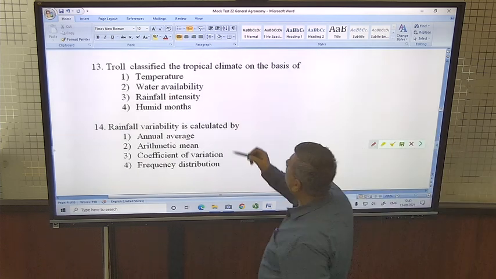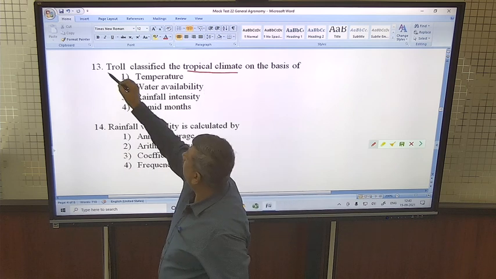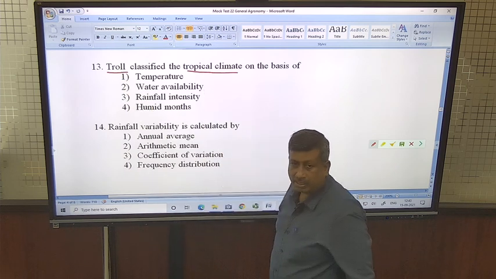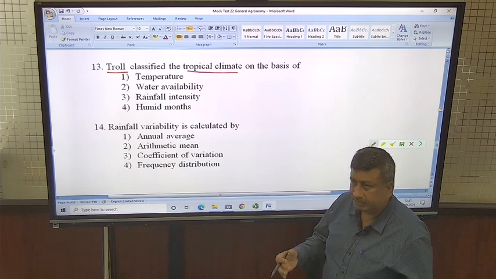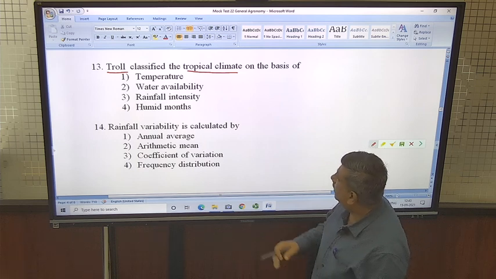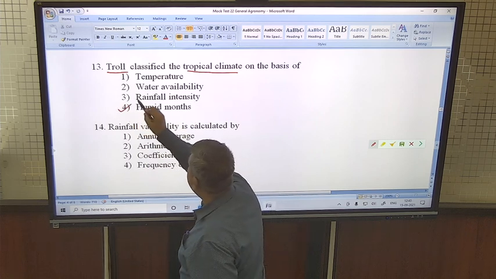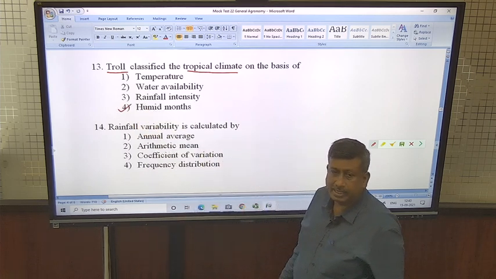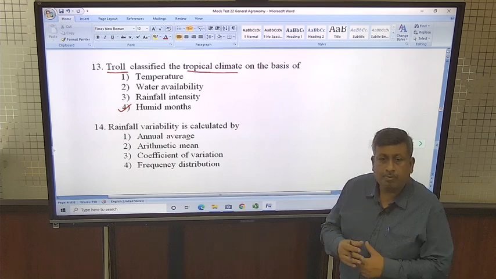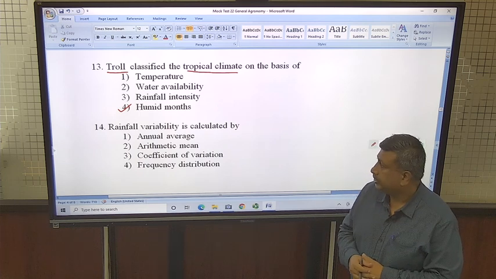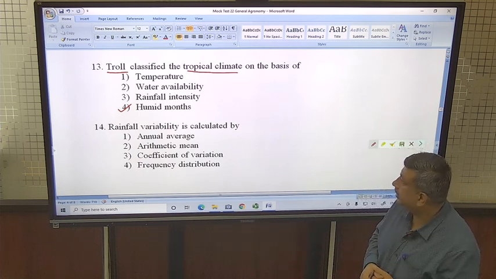Troll classified the tropical climate. Troll and Thornthwaite are very important scientists who classified the climate. Troll classified the tropical climate on the basis of humid months in a year: how many humid months are in a year? On this basis, he classified the climate.